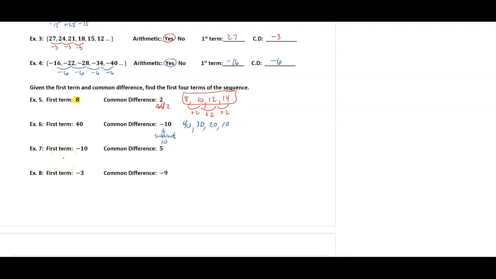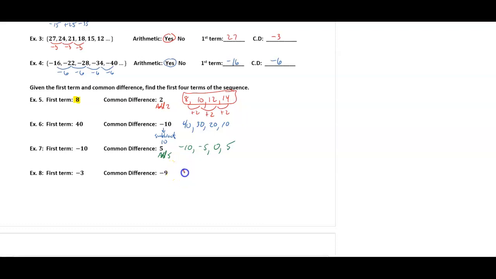Then, example 7, first term is negative 10. My common difference is 5, so I'm going to add 5. So negative 10 plus 5 is going to be negative 5. Plus 5 is going to give me 0. And then plus 5 would give me 5. Okay, so all I could do in the calculator is just start with negative 10, hit plus 5, plus 5, plus 5.